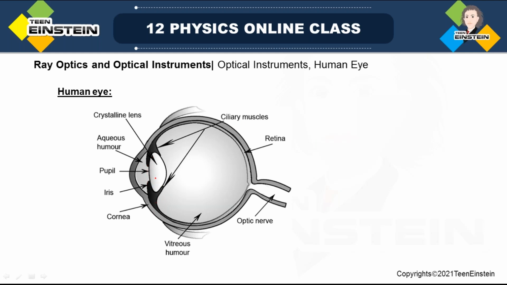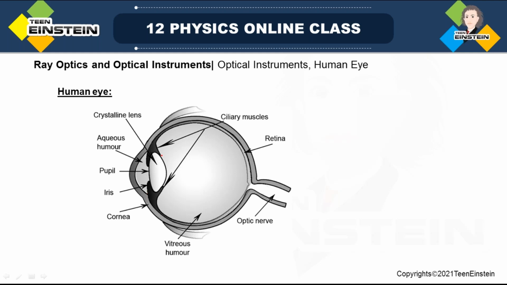And in dark places, the iris will make the pupil a bigger diameter so that a large amount of light can enter the eye or go through the eye lens to make images. Now look, the interesting and most important part is the lens, the eye lens.